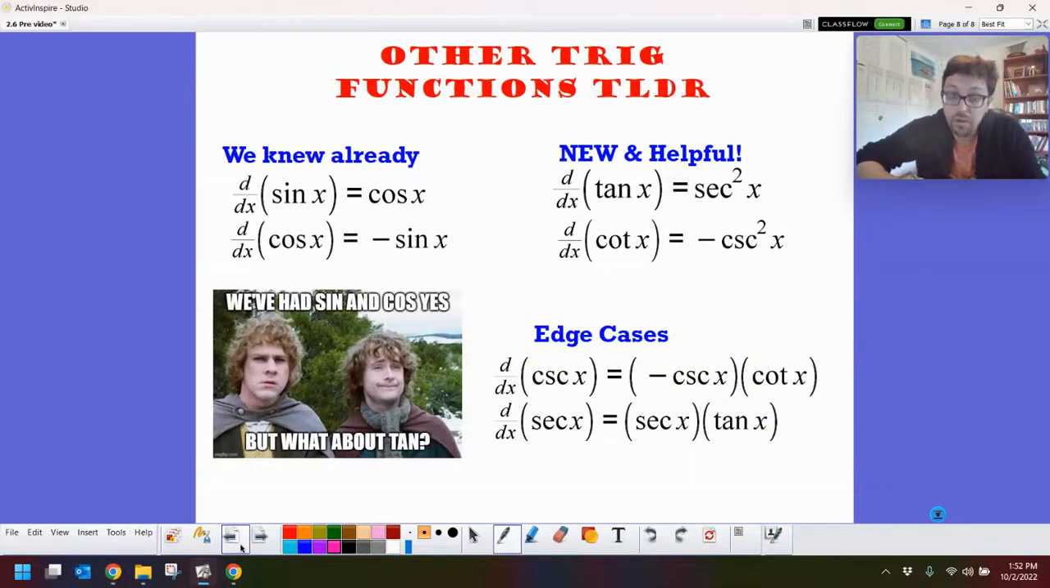That is it for our video on other trig functions. The main things you want are sine and cosine. You can find these other ones using the quotient rule. Tangent and cotangent tend to show up, but cosecant and secant are a little less common. Tangent and cotangent are definitely helpful to know because that's going to save you a chunk of time. But cosecant and secant tend to not show up very often and are much easier to replicate using the quotient rule, using sine and cosine.